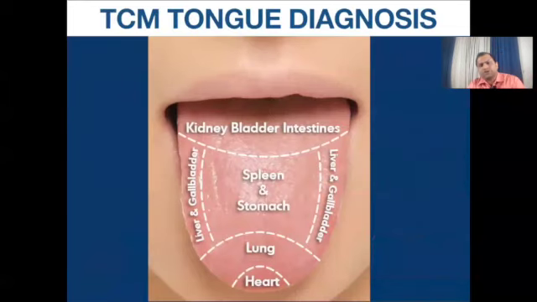So now this is the TCM tongue diagnosis. This is one image of the TCM tongue diagnosis. So as per this image, the tip of the tongue represents the heart. Just coming back to my patient. My patient told me, can you treat my tinnitus, the ringing sound in my ear? Then I treated the heat from the upper part.